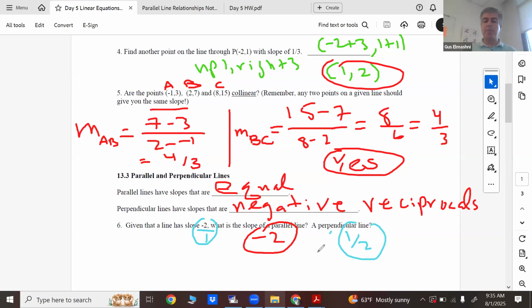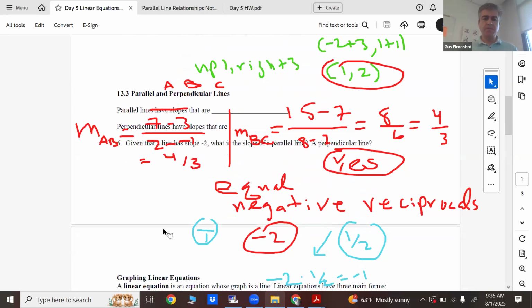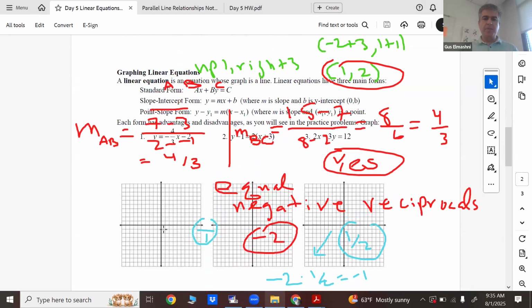Another thing too for perpendicular lines is you can multiply both the slopes. It should always come out as -1, which it does. Totally does. All right, let's keep moving.